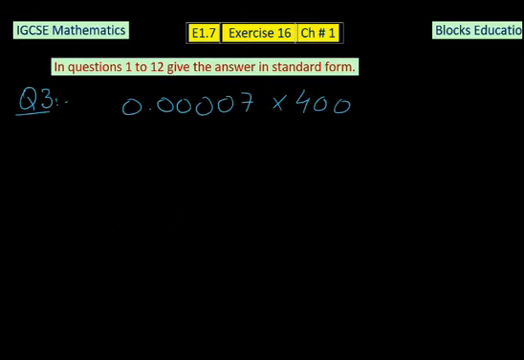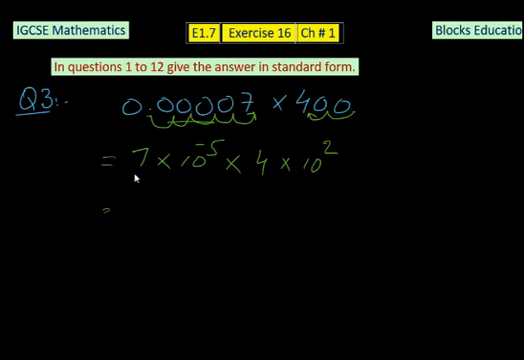In question number 3 we are given 0 point and there are 4 zeros and 7, times 400. So let's write this in standard form. We have to move the decimal after the first digit, which is 7. So you have to move how many places? 1, 2, 3, 4, 5 places to the right, so it will be 7 times 10 raised to power minus 5, because the decimal moves towards the right. Right means negative power. Times, in here the decimal is here right now, so you have to move 1, 2 places towards the left, so it will be 4 times 10 raised to power plus 2.